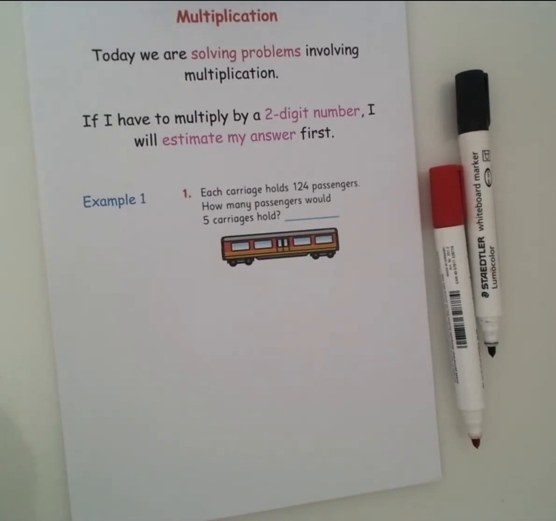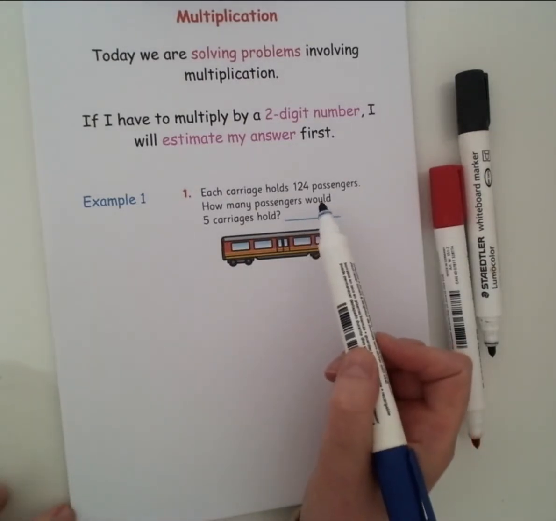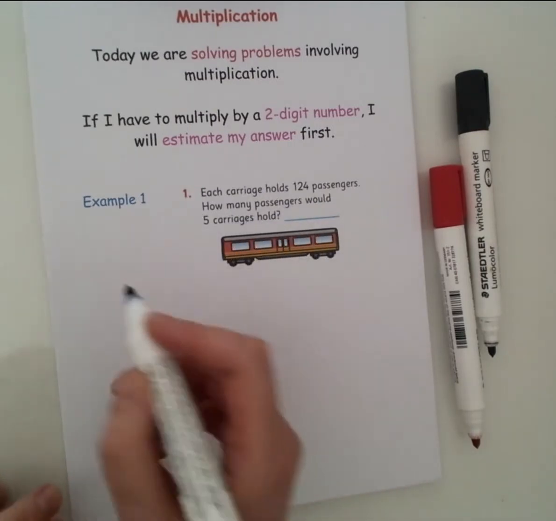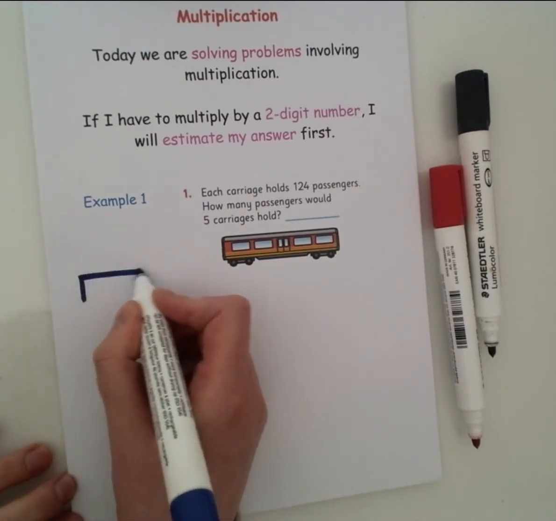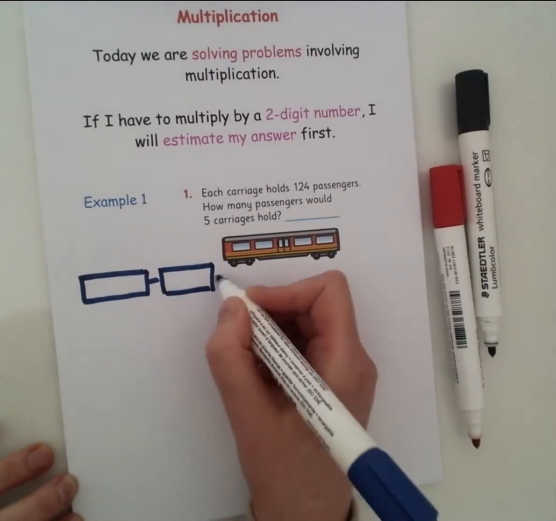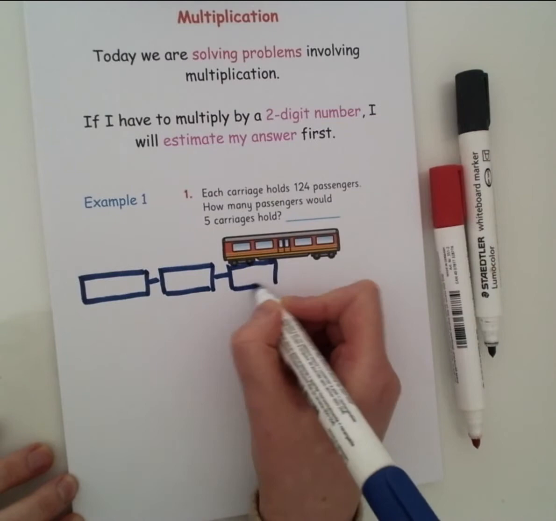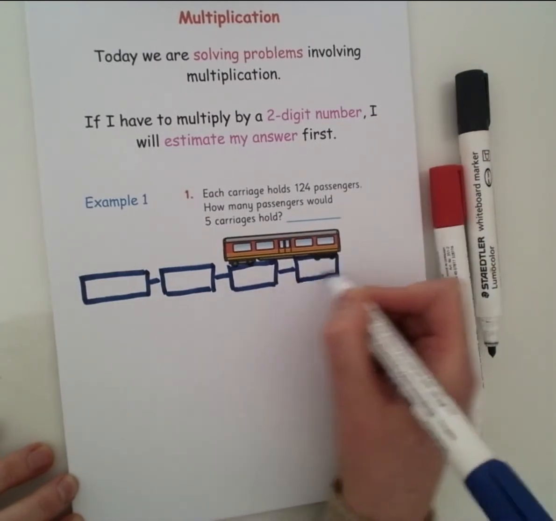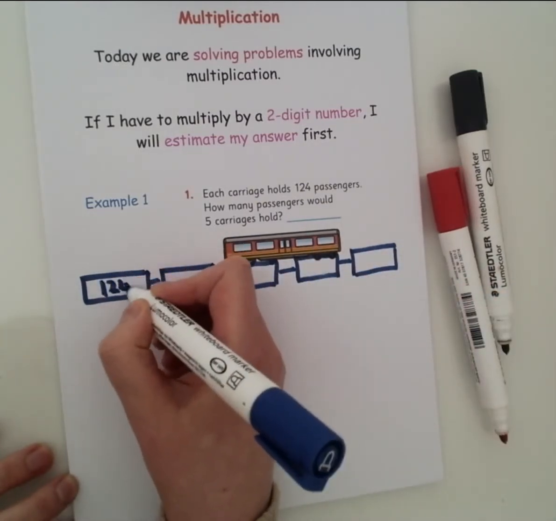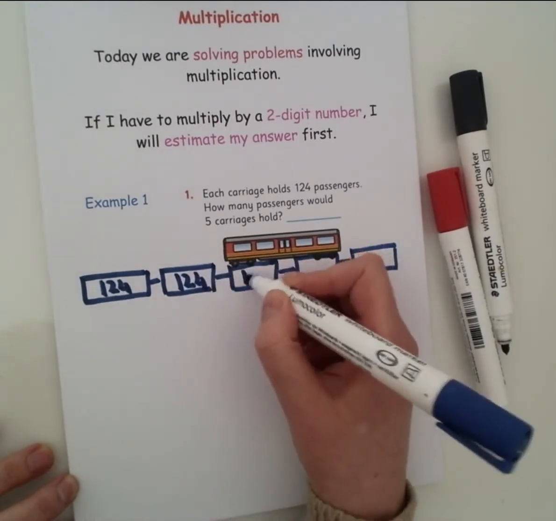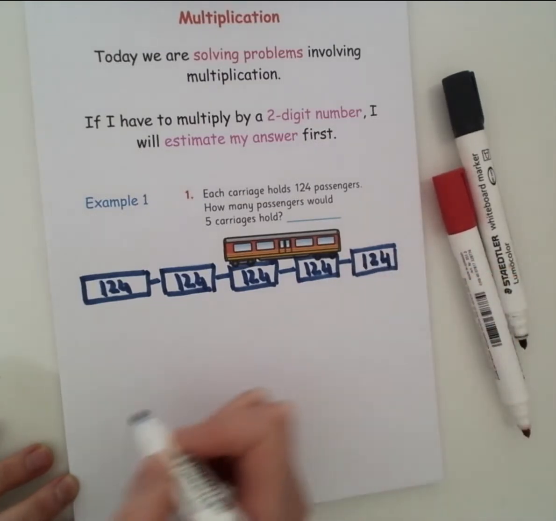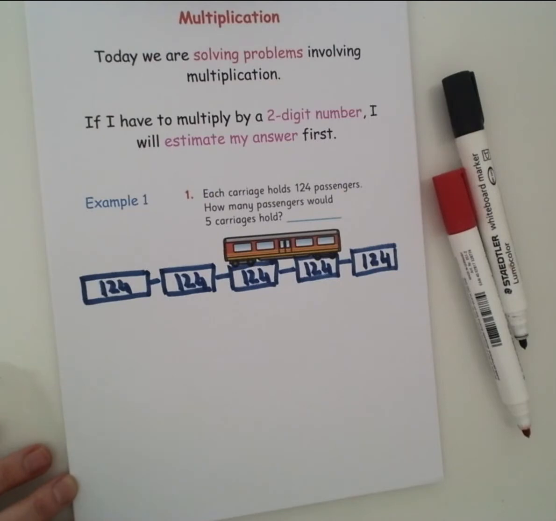So my first one is, each carriage holds 124 passengers. How many passengers would 5 carriages hold? Okay, so again, I'm just going to draw a really simple picture to help me visualize this question. So I have a train and there's 5 carriages on the train. So there's 1, 2, 3, 4, 5. And I know there is 124 passengers on each carriage. And I want to find the total amount of people on this train.